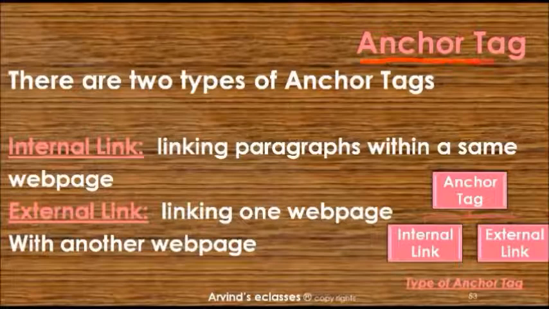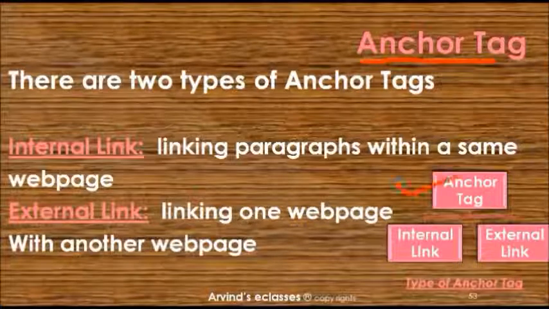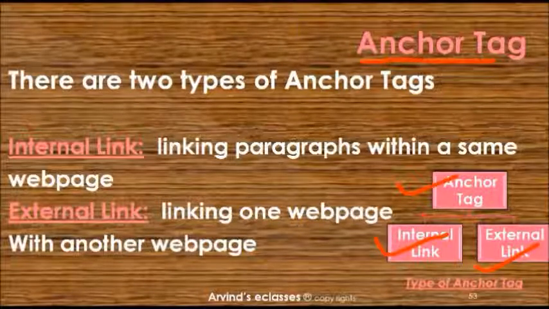So this is your anchor tag. Let us see this diagram. Here we have two types of anchor links. First one is the internal link and second one is the external link. Let us discuss both one by one. First of all, the internal link. An internal link means when you establish a link within the same website or within the same web page. You do not call any external website to your web page.